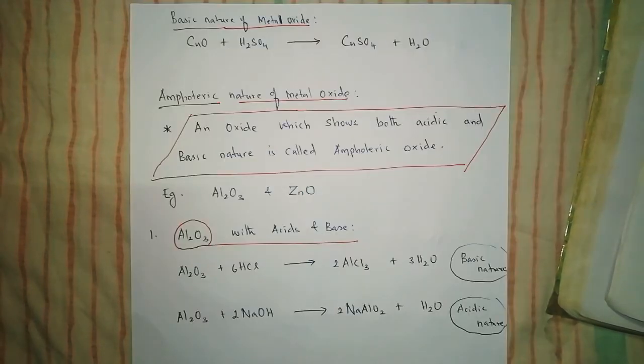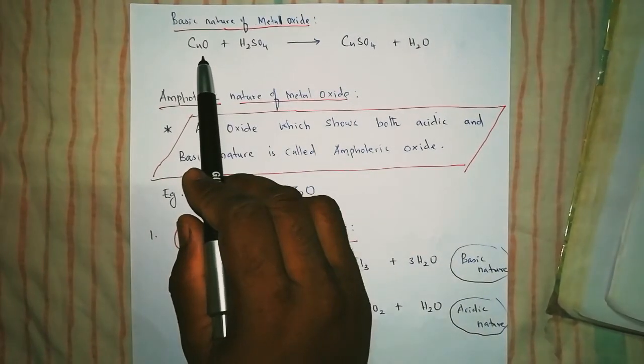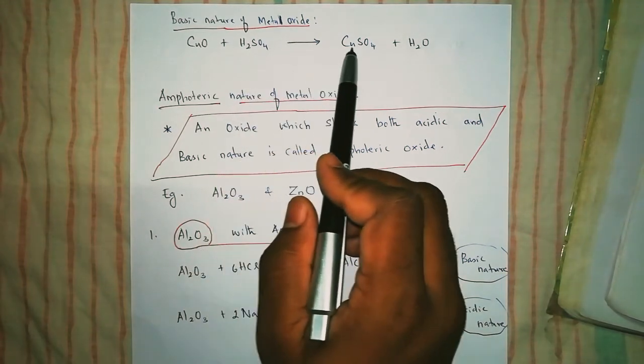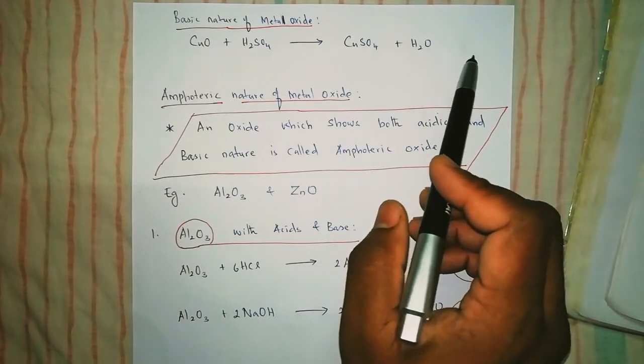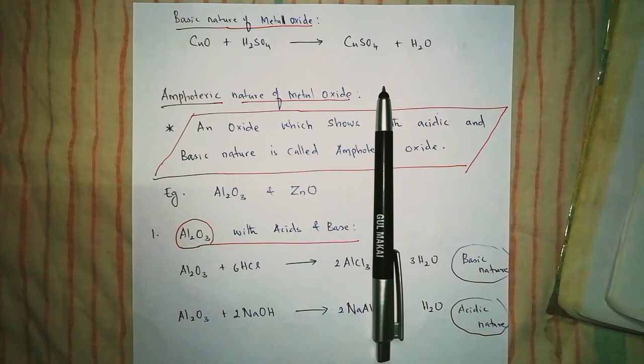Let's move on to the next thing, the basic nature of metal oxides. If you see the basic nature of metal oxides, you can see this metal oxide reacts with sulfuric acid, it gives salt and water. This is basically what metal oxides will do. Okay, but not all metallic oxides.